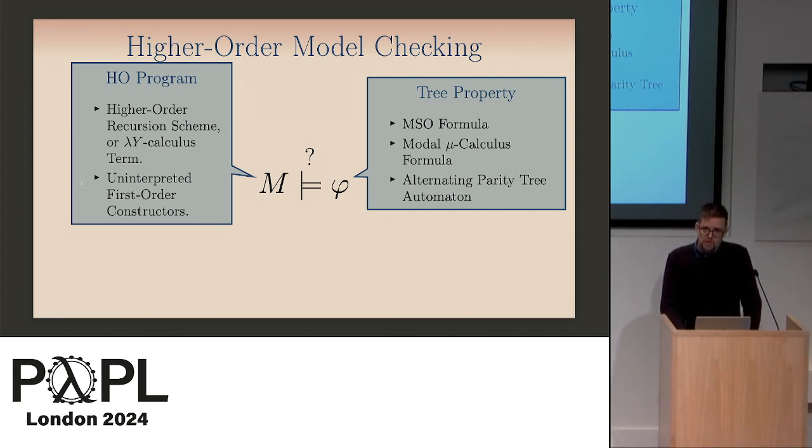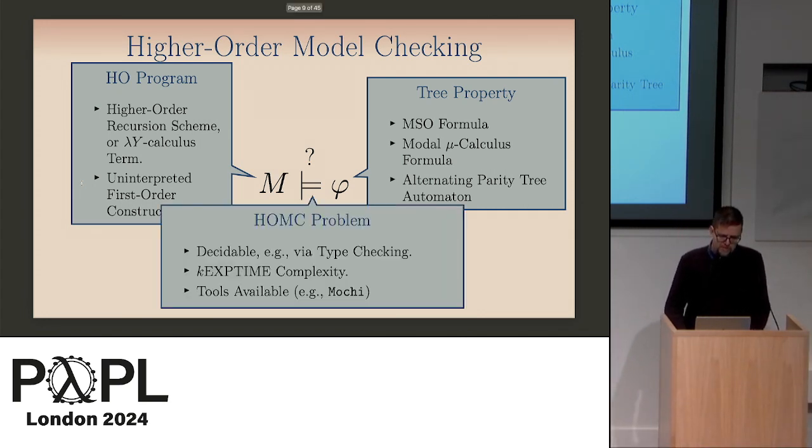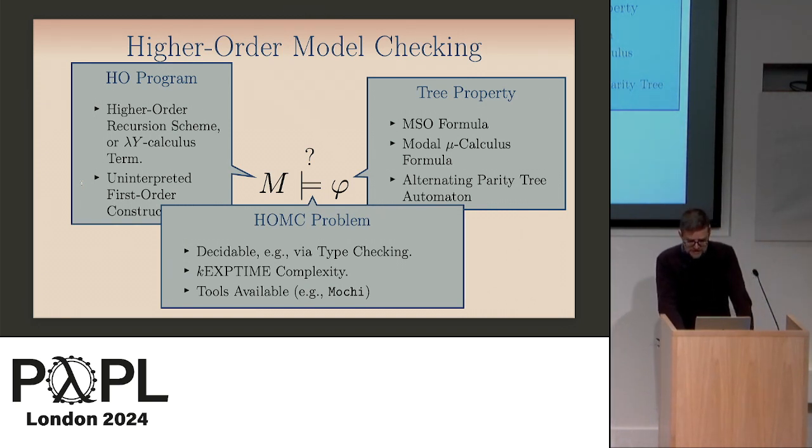And this is a quite difficult model checking problem, which has been shown to be decidable by Ong in 2006, and then reproved decidable in other ways, even, for example, via type checking. The complexity of the problem is relatively high. It's k-EXPTIME complete, where k is the order of the underlying program. But there are tools available which can be used to verify concrete programs.